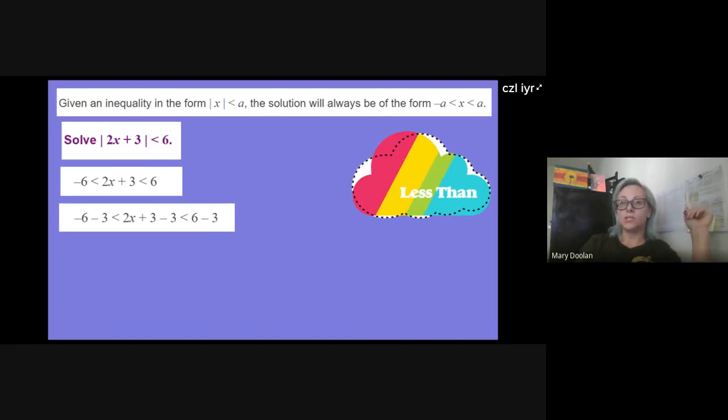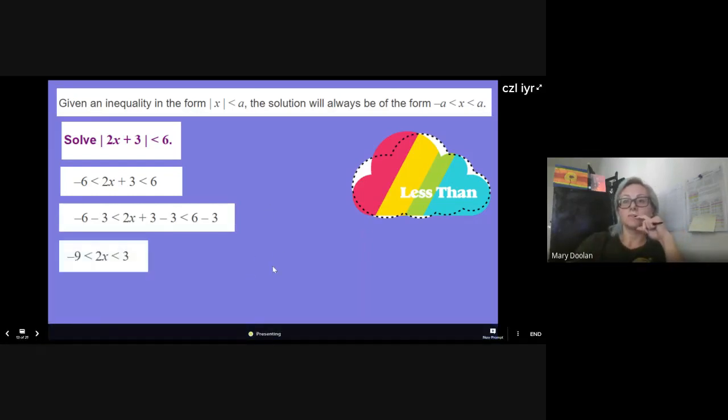So when solving an inequality or an equation, you're always trying to isolate your variable. And the variable in this case is x, 2 times x plus 3. First, I need to deal with the plus 3. So I do the inverse operation. I subtract 3. And notice that I'm subtracting 3 from all 3 sections of this compound inequality, which then simplifies. Negative 6 minus 3 is negative 9. Positive 3 minus 3 is 0, so I'm just left with the 2x term. 6 minus 3 is 3.